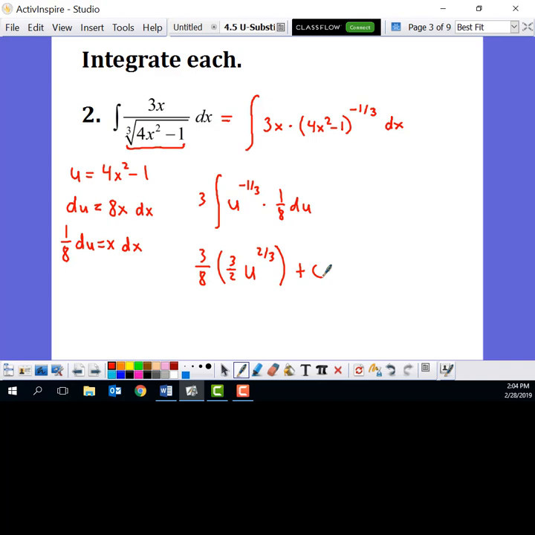So then all I'm going to do is clean this up and sub back in for u. So this becomes 9/16 when I do 3/8 times 3/2. And I sub in for u 4x squared minus 1 to the negative 1/3 power. I'm sorry, totally wrong. I was looking up at the integral. Let me fix that. It's to the 2/3 power, to the 2/3 power plus c. Final answer.